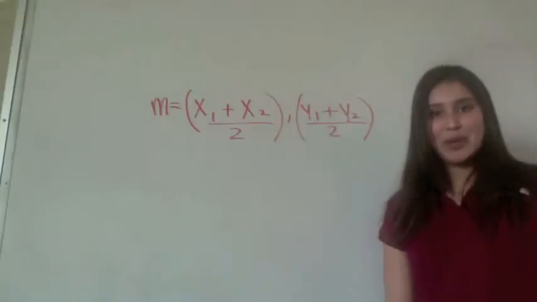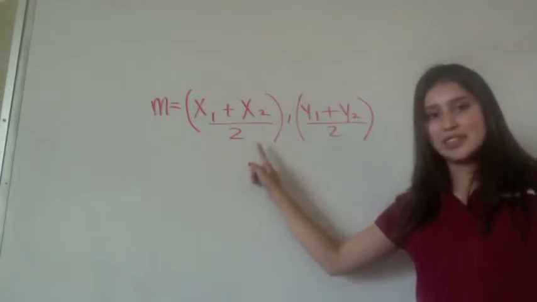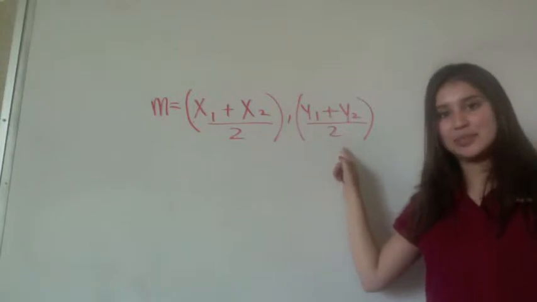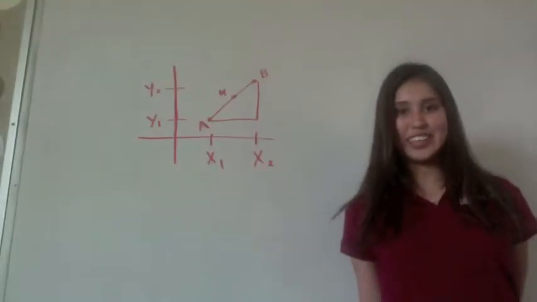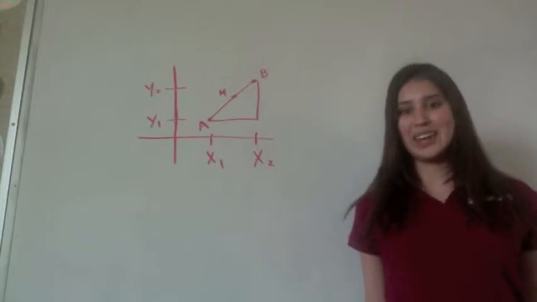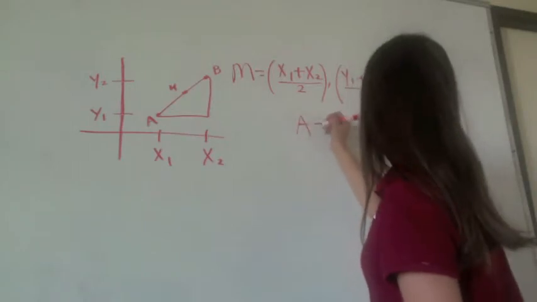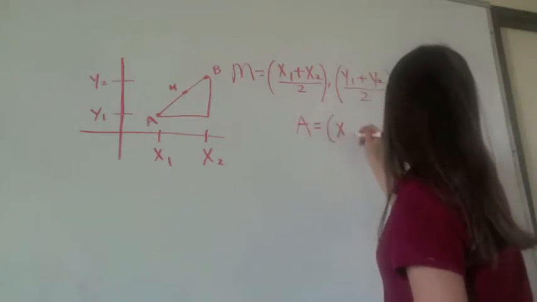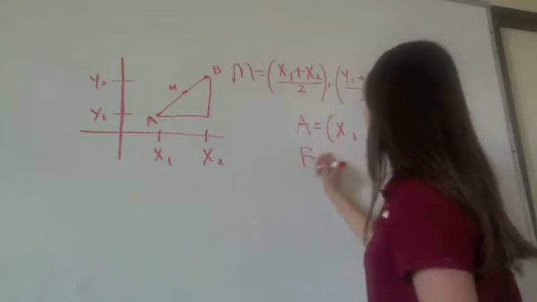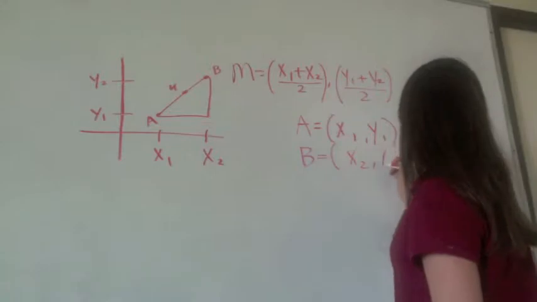Midpoint on the coordinate plane. To find the midpoint, we must use a formula. M equals x1 plus x2 divided by 2, comma, y1 plus y2 divided by 2. In this diagram, you can clearly see the midpoint between the coordinates A and B. Plugging into the formula, A will equal x1 and y1, and B will equal x2 and y2.